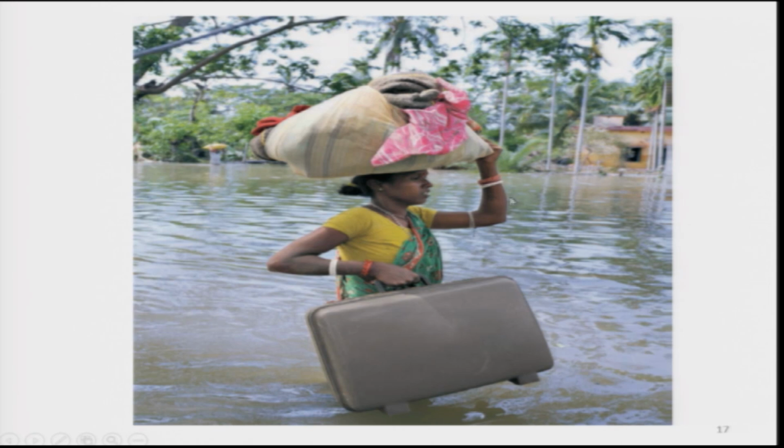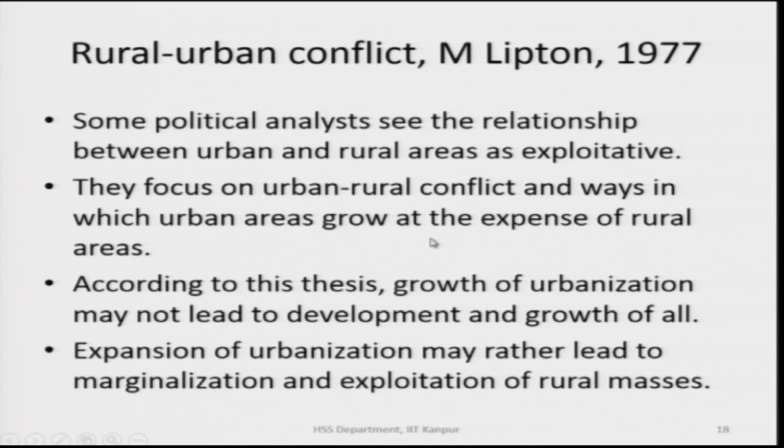Rural conditions in flood affected areas are so bad that this woman is forced to migrate to a safer place in some city or urban areas, carrying all necessary belongings of her household. This also leads to rural-urban conflict.